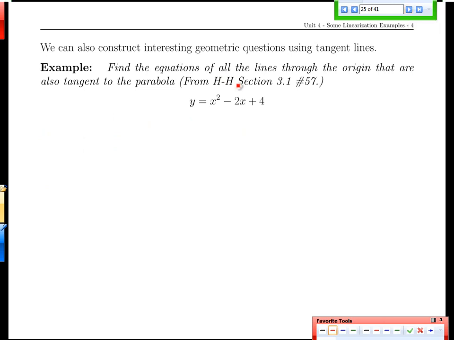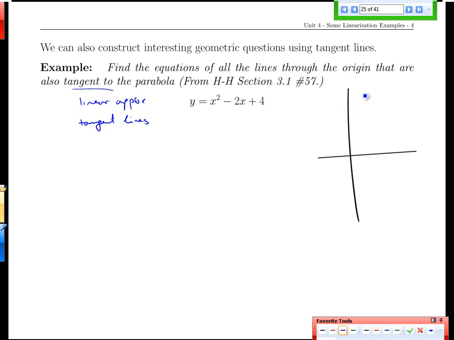All right, here's a more classic math type problem. Find the equations of all the lines through the origin that are also tangent to the parabola. So here we've got tangent to, we're thinking linear approximations or tangent lines are going to come into play here. All right, let's sketch out what this might mean or look like.